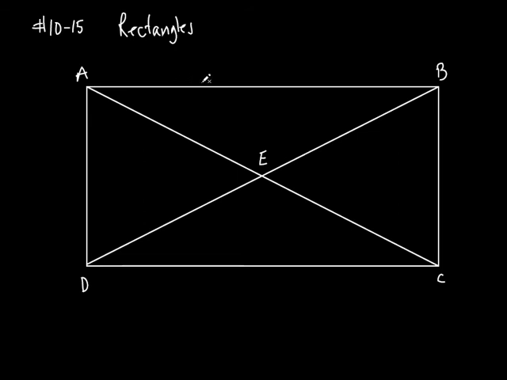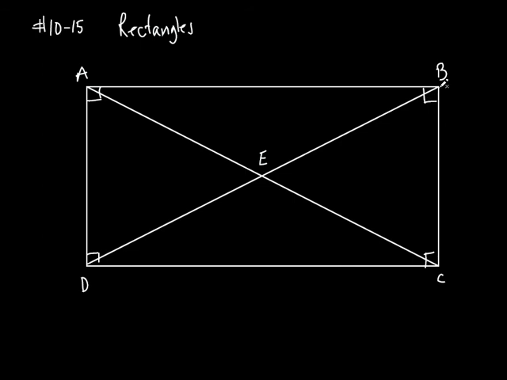Just tell me by definition, what makes a rectangle different than a regular parallelogram? A rectangle. Now you're giving me properties. I don't want that. I want by definition. Jared. All these angles are right angles right here, okay? It has 4 right angles. So it's a parallelogram with 4 right angles. That's by definition, all right?